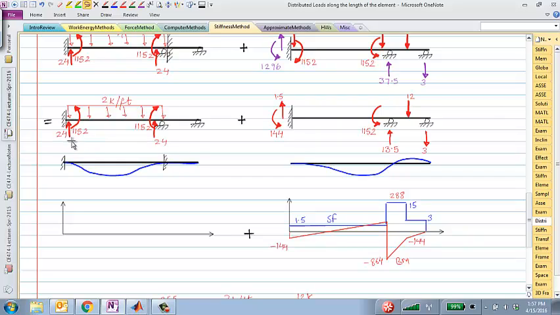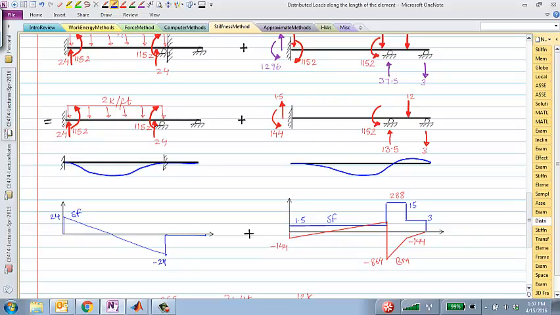Right? So we have 24 up, constant decrease by 2 kip per feet to minus 24 and then back up. So I'll draw that. So 24 up, 24 down, and a straight line connecting that. 24, minus 24, and 0 the rest of the way. So I have the shear force diagram in blue.